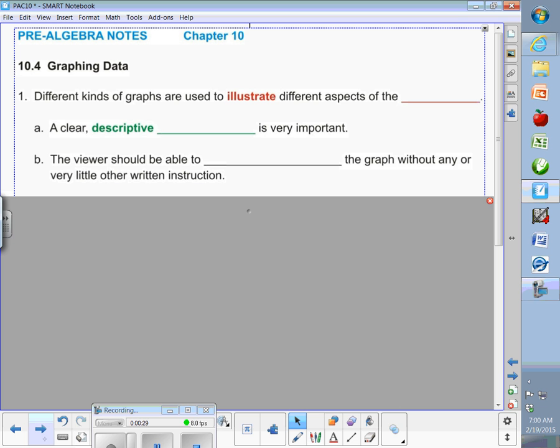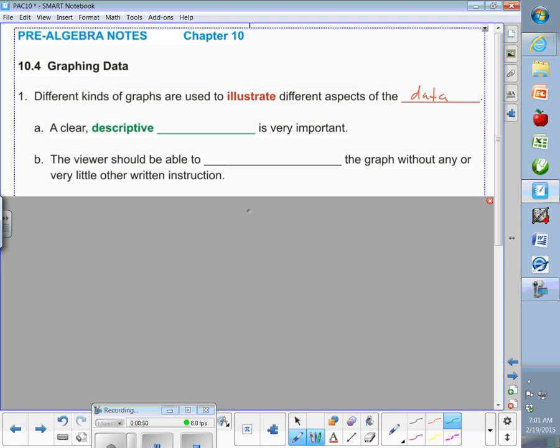All right, so this is lesson 10.4. And number one, different kinds of graphs are used to illustrate different aspects of the data. Right? It depends on what the data is as to which graph you would want to use. They all have their purposes.